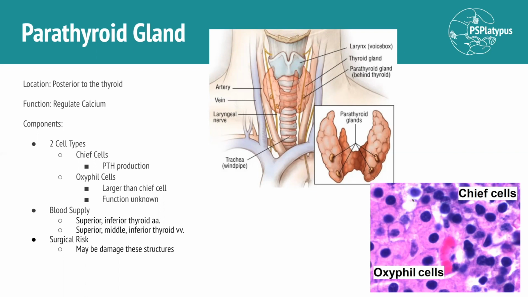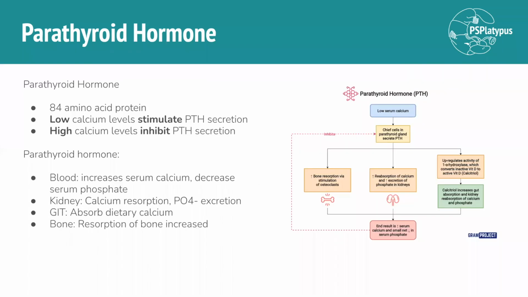A key thing to note is that as the parathyroid glands are located posteriorly and very much embedded in our thyroid, in cases such as a thyroidectomy, these structures may be damaged or removed in the process of removing the thyroid. So what is parathyroid hormone and what does it do?